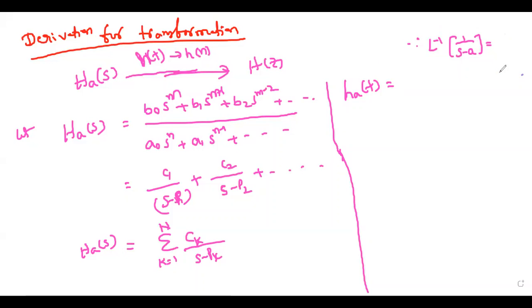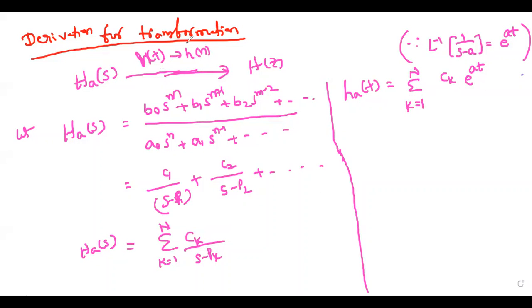It is just 1 by s minus a. E power at. Yeah, very good. E power at. So this is the formula. Similar to this, this can be written as summation k equal to 1 to n, ck into e power at. Then we got h(t), fine.